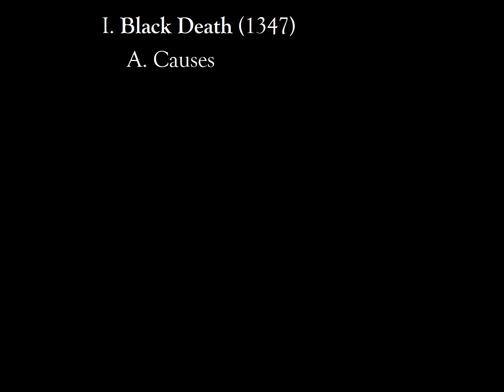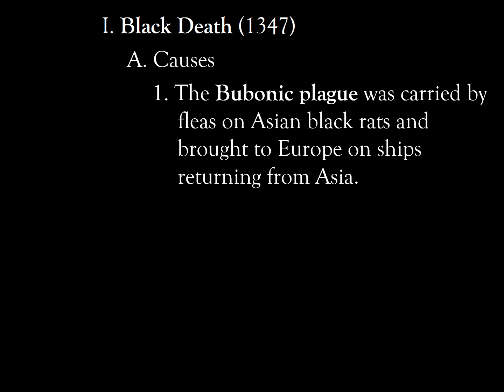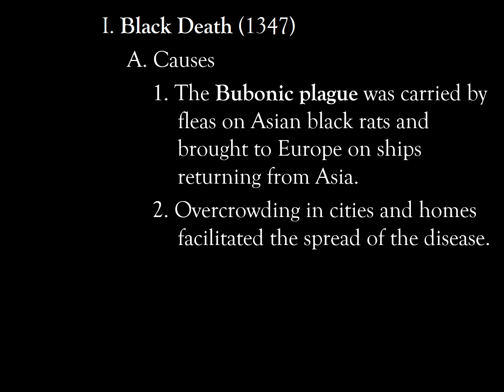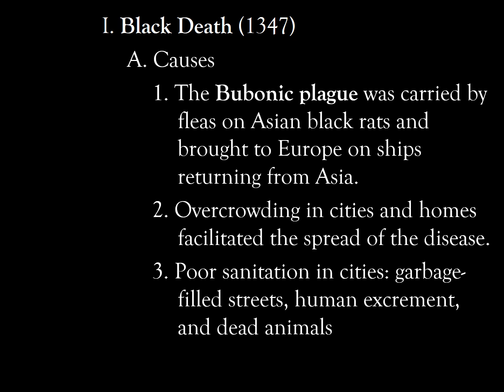First of all, let's discuss the causes. The bubonic plague was carried by fleas on Asian black rats and brought to Europe on ships returning from Asia. Overcrowding in cities and homes facilitated the spread of the disease. Poor sanitation in cities, garbage-filled streets, human excrement, and dead animals also contributed.